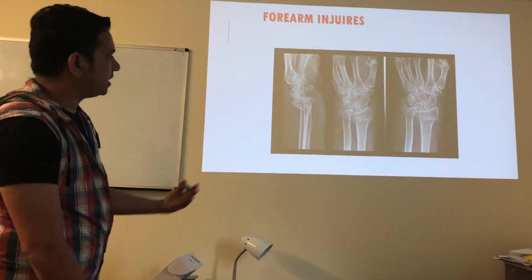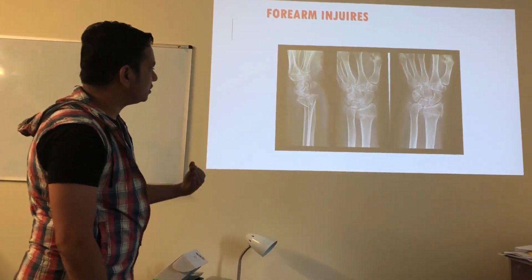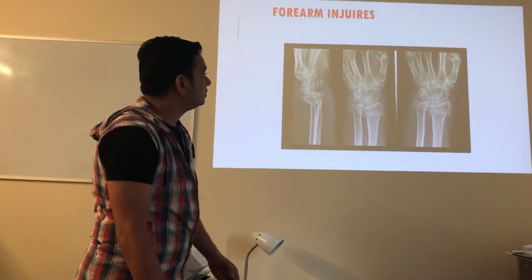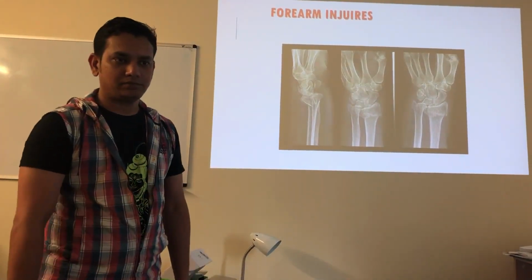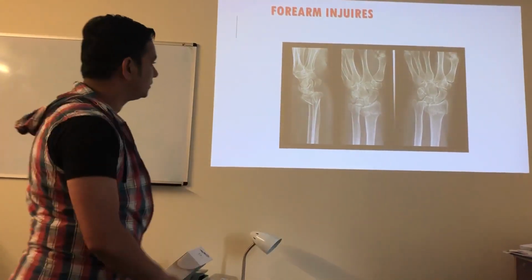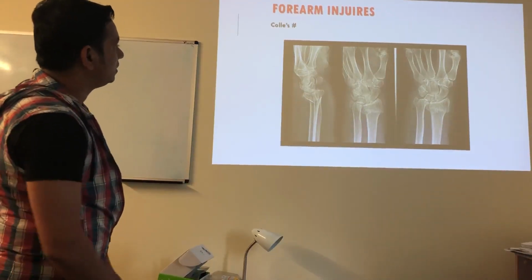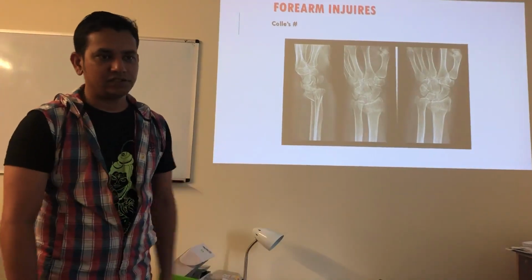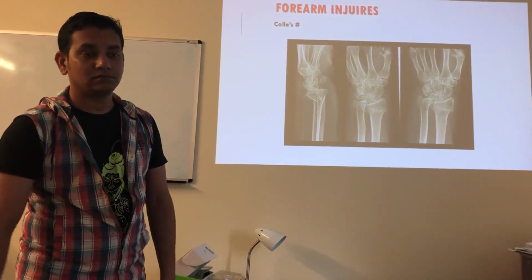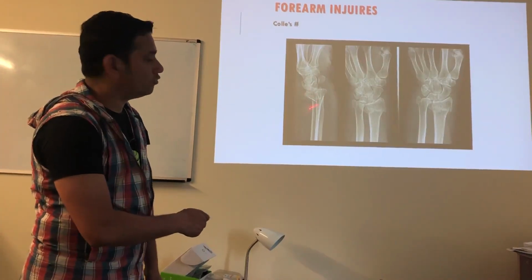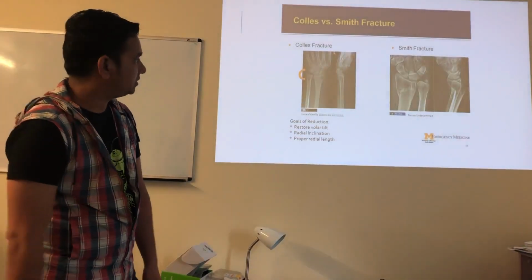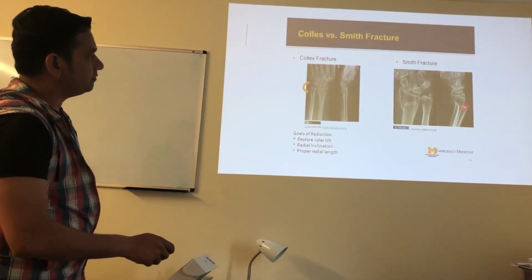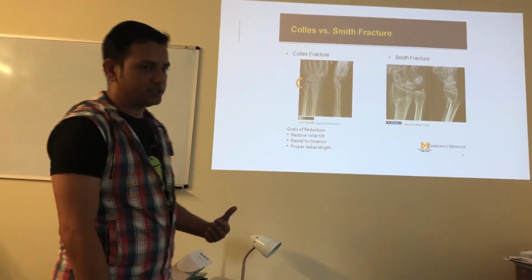Describe it. If you describe the abnormality, there is a cortical disruption with dorsal angulation of distal radius on the left side, right? Colles fracture. This is dorsal angulation. If it is volar angulation, then Smith's. So this is Colles when there is dorsal angulation. This is when volar angulation, so it's Smith's.